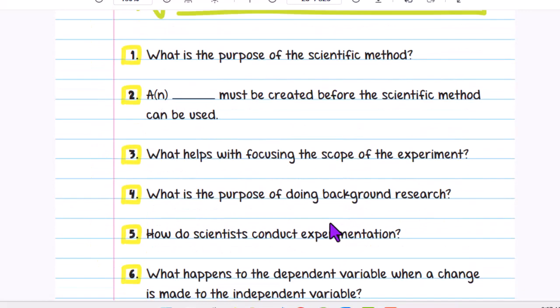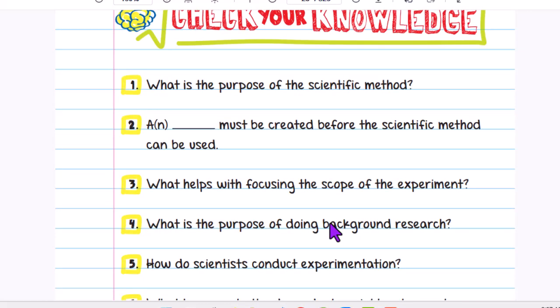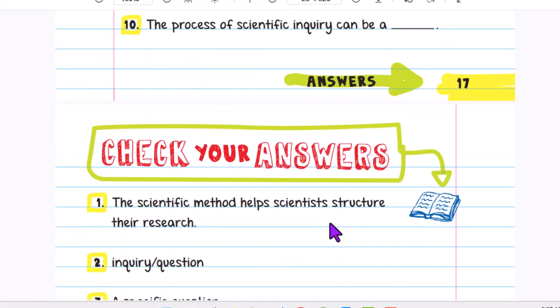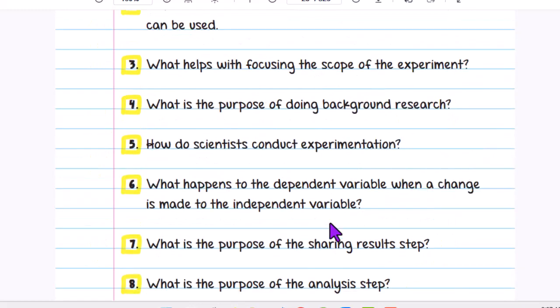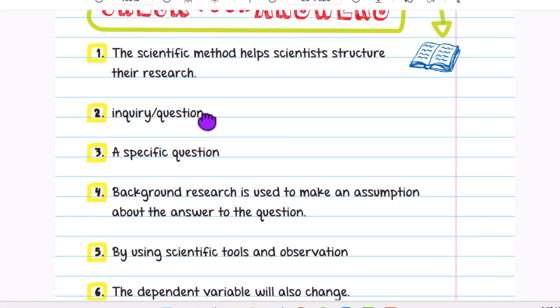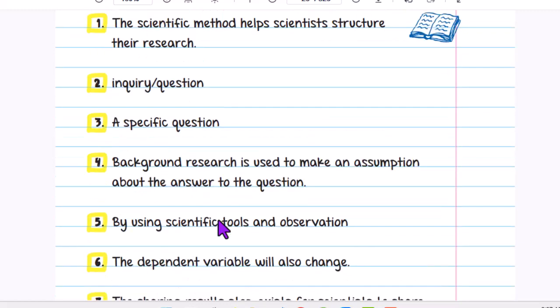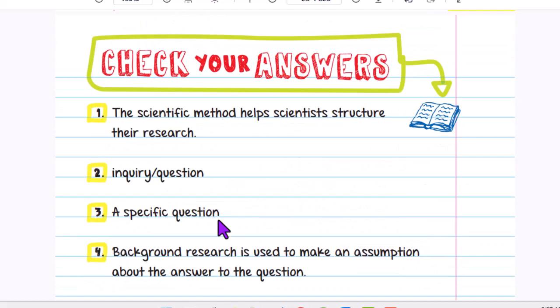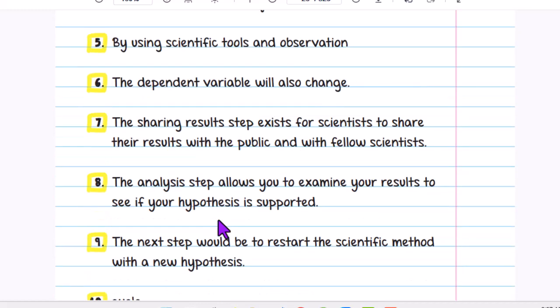The inquiry must be created before the scientific method can be used. The inquiry or question. A specific question. Number 3. What helps with focusing the scope of the experiment? A specific question helps focus the scope of the experiment. Background research is used to make an assumption about the answer to the question. Number 4. Scientific tool and observation. How do scientists conduct experimentation? By using scientific tools and observation.